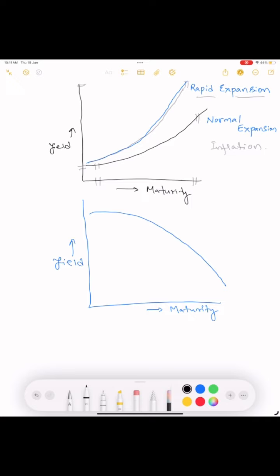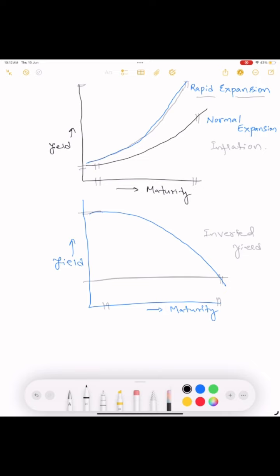Next, let us come to another form, known as the inverted yield curve. An inverted yield curve generally happens when the economy is shrinking or is in a recession. Here, bonds with shorter maturity will have higher yields, whereas bonds with longer maturity will have lower yields.